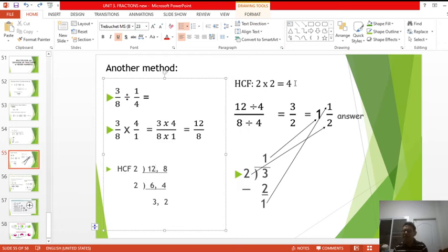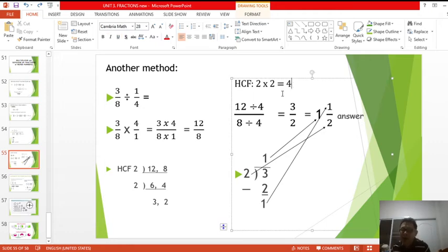So after that, I will use this 4. 2 times 2 is 4. Okay? You have to get the product for your HCF. So 2 times 2 is 4. So I will use this 4 to divide the numerator and the denominator. So that's the next step.